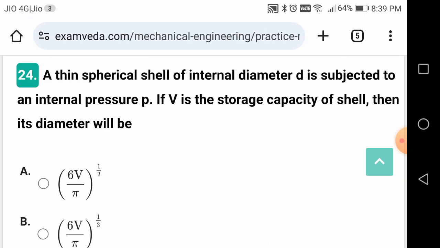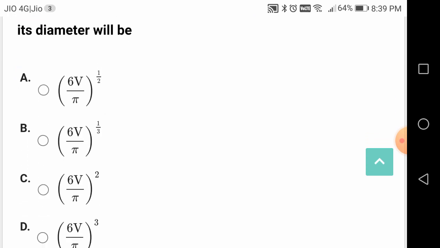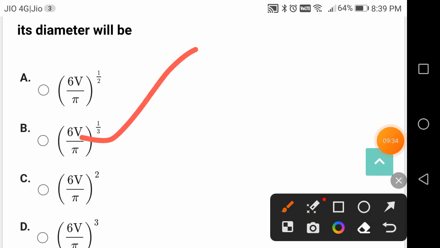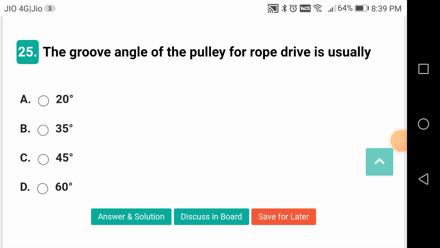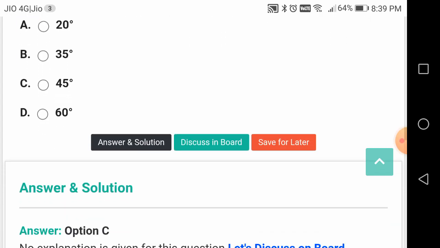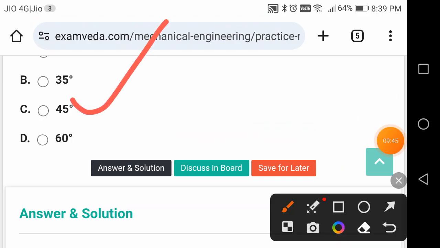A thin spherical shell of inner diameter D is subjected to an internal pressure P. If V is the storage capacity of the shell, then the diameter, this is a good question, friends. Remember, the answer is (6V by pi) whole to the power of 1 by 3. The groove angle of pulley for a rope drive is normally how much it is kept? This is once again a good question, friends. 45 degrees normally, 45 degrees.